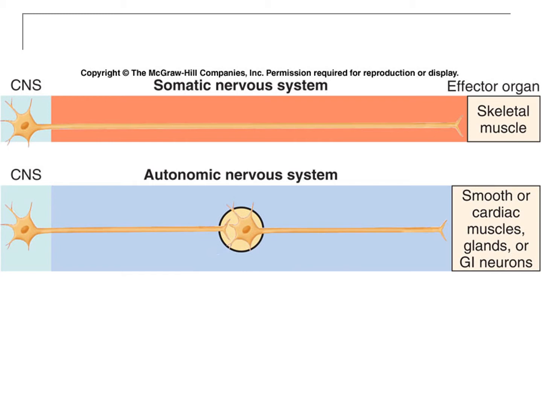What I want you to notice here is that you've got a two neuron chain, and what that means is that at the point of synapse, you're going to have a ganglion, a collection of cell bodies in the peripheral nervous system. That means that the first neuron that comes out of the central nervous system is going to be the preganglionic fiber, and the second neuron is going to be the postganglionic fiber. In other words, before or after the ganglion.